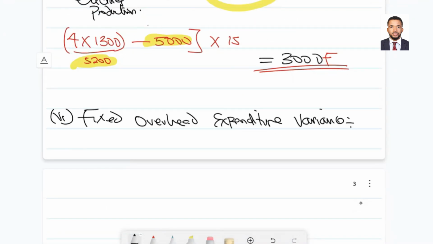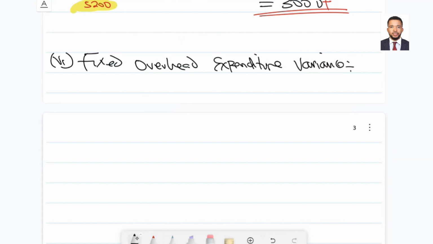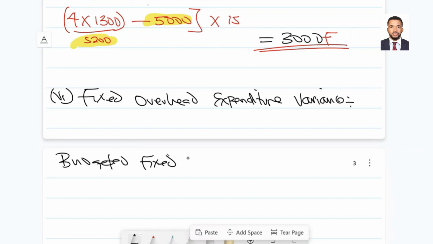All right. Let's go to the question. Please go to the fixed overhead expenditure area. How did you budget? How much budgeted? 1,000. Budgeted fixed overhead. 54,600.